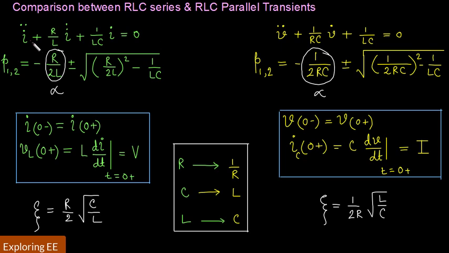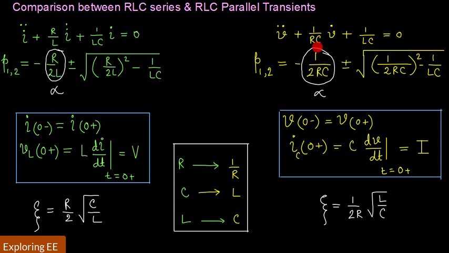For the RLC series circuit, we have observed that due to a certain DC voltage excitation in the RLC series combination, we get this type of differential equation of current. In the case of the RLC parallel circuit excited with a DC current source, we have the expression of voltage across the parallel branch. For the series case, the roots of the characteristic equation are given by minus R by 2L plus minus under root (R by 2L) whole square minus 1 upon LC.